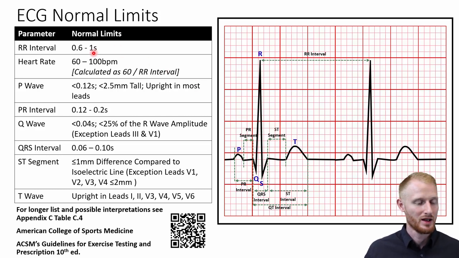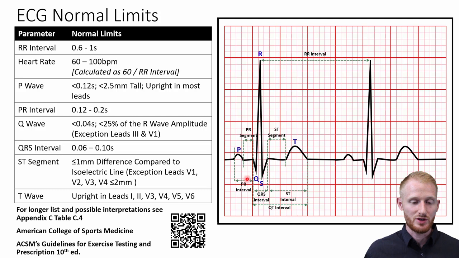The P wave is typically less than 0.12 seconds in duration, so across the x-axis, and less than 2.5 millimeters tall on the y-axis. And it's usually upright in most of the leads. It's not in all the leads, but in most of the leads it's going to be upright.